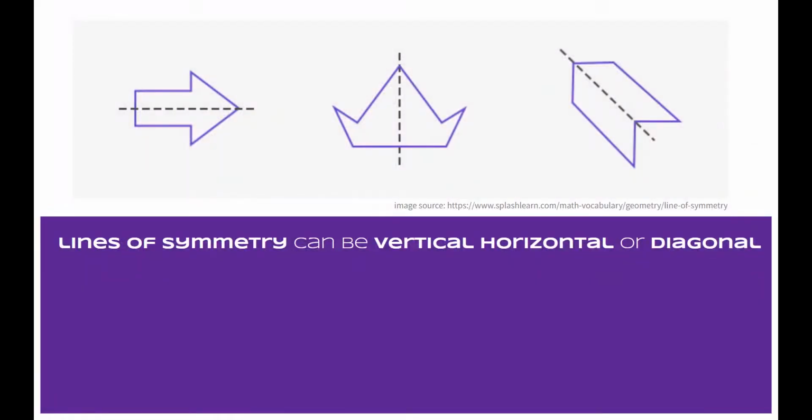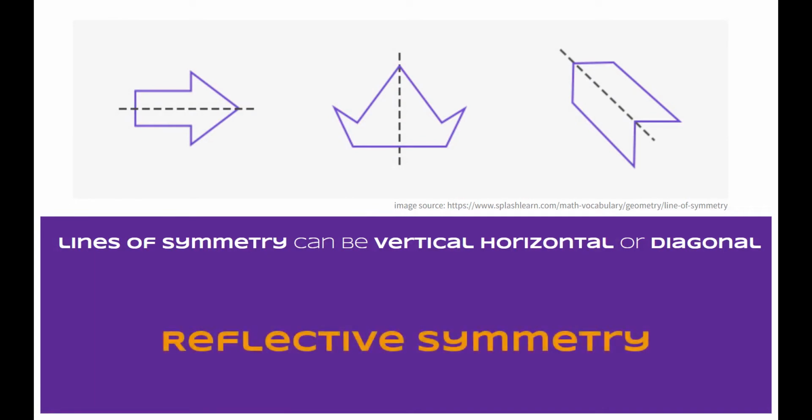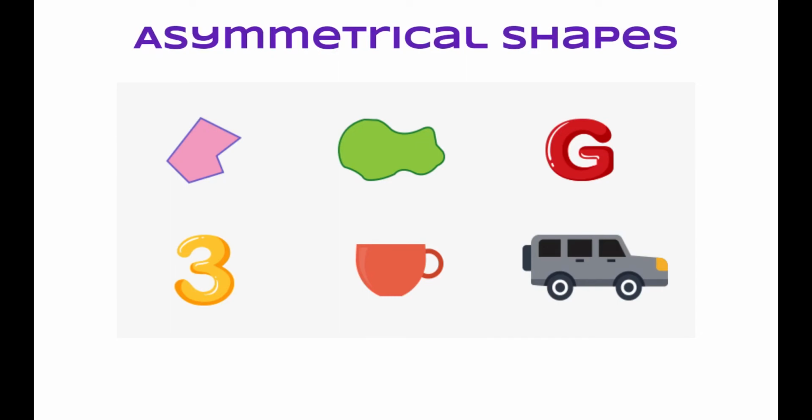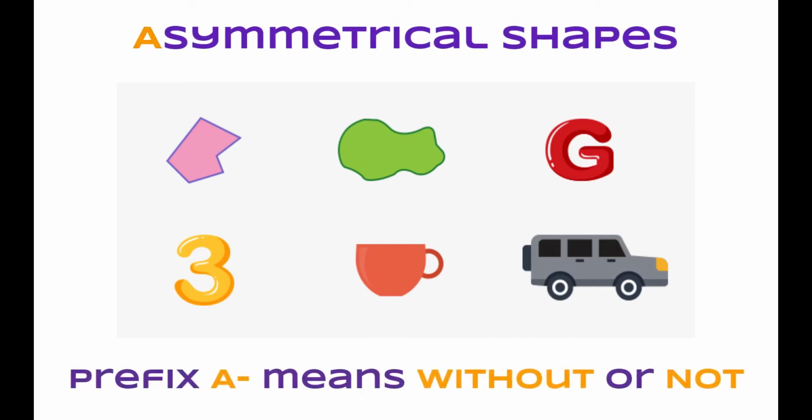That's something important to remember, that lines of symmetry can be vertical, horizontal, or diagonal. These are all examples of what is known as reflective symmetry. What about these shapes? Could we divide these shapes in half and have both sides be equal? We cannot, and that's why these shapes are known as asymmetrical shapes. We call them asymmetrical because the prefix a means without or not, so these shapes are not symmetrical.